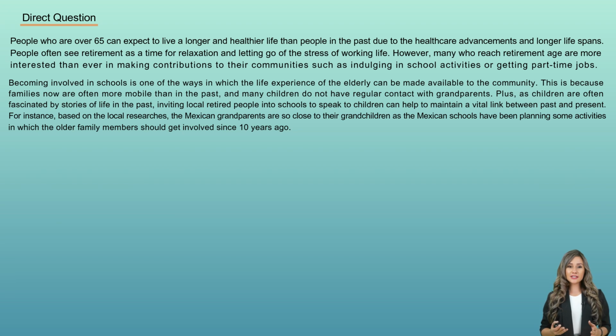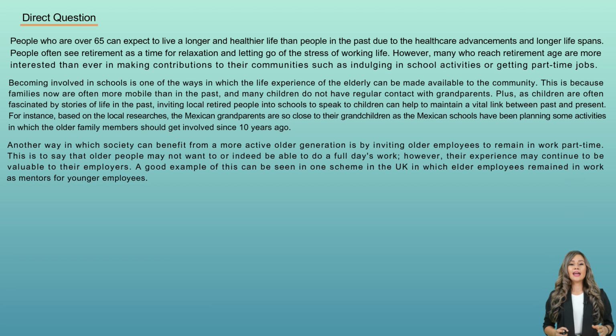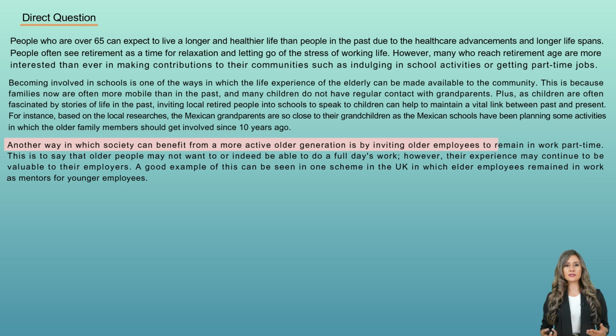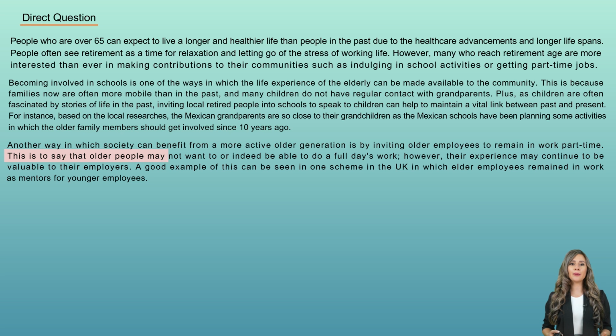Now let's see how we can write the second body paragraph. Another way in which society can benefit from a more active older generation is by inviting older employees to remain in work part-time. This is to say that older people may not want to or indeed be able to do a full day's work. However, their experience may continue to be valuable to their employers. A good example of this can be seen in one scheme in the UK, in which older employees remained in work as mentors for younger employees.